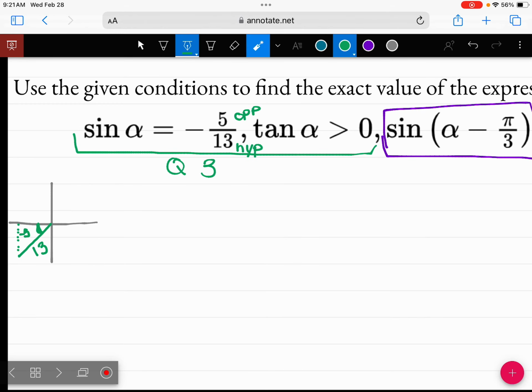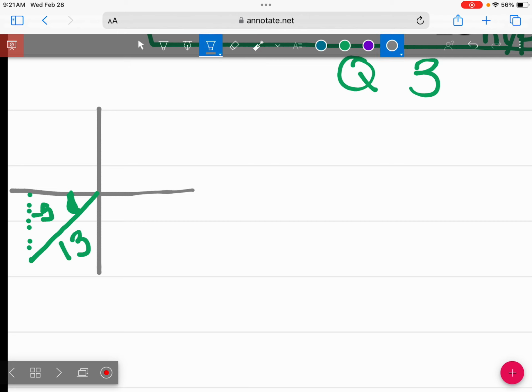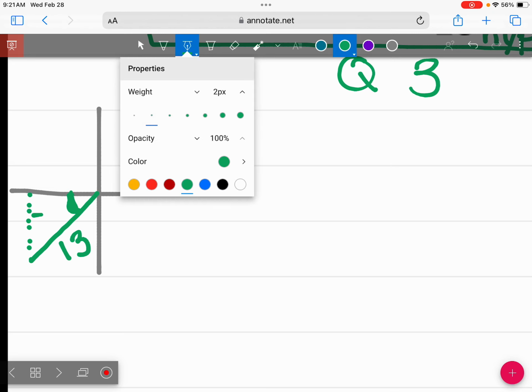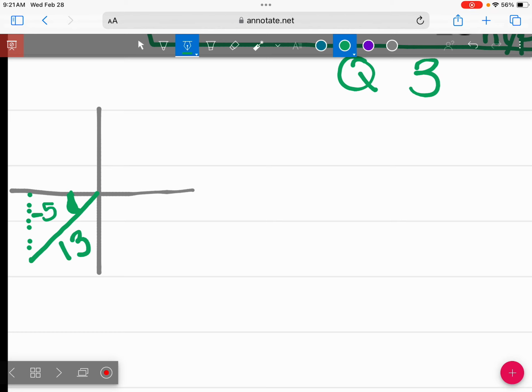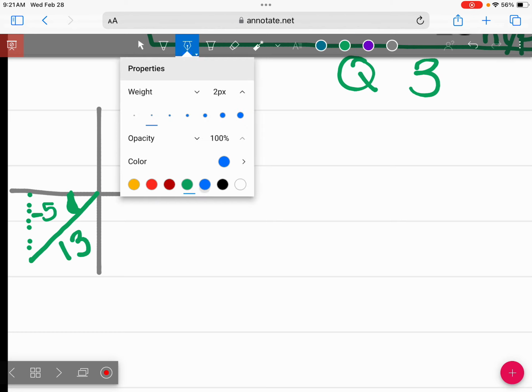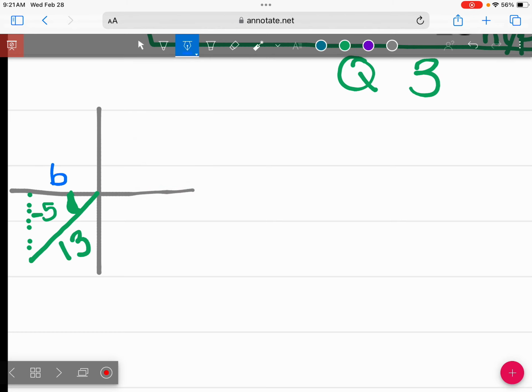How can I figure out the adjacent side? This side here. I'm going to fix that negative 5. I don't like it. That's worse. How can I figure out that missing side? Oh, that's much better. Maybe we call it B.